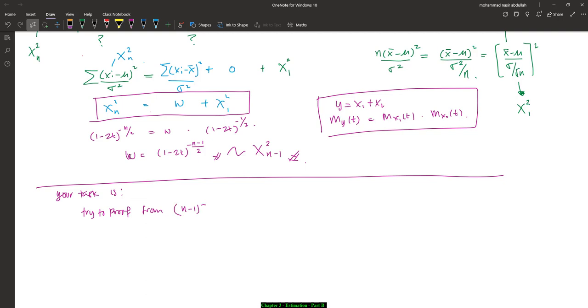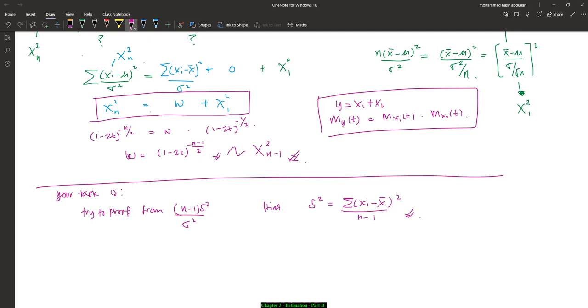n minus 1 s squared divided by sigma squared. And I give you a hint. The hint is summation of xi minus mu squared equal to sigma squared. Oh, totally, it's not equal to sigma squared. I give you another hint. Remember s squared is equal to summation of xi minus x bar squared divided by n minus 1. This is your hint.